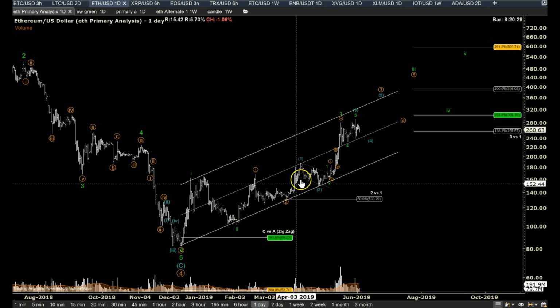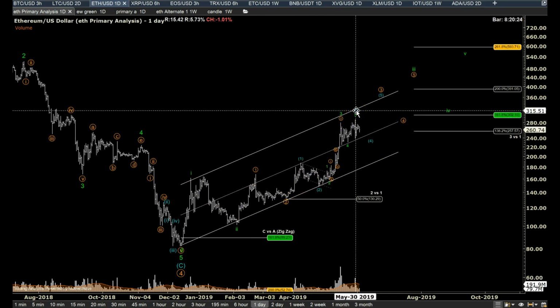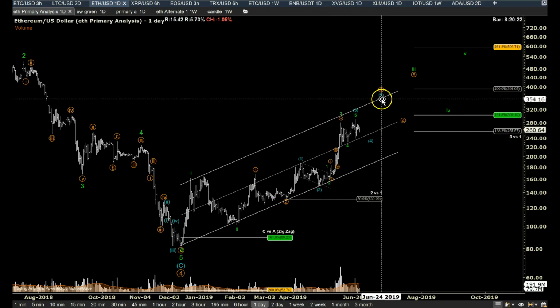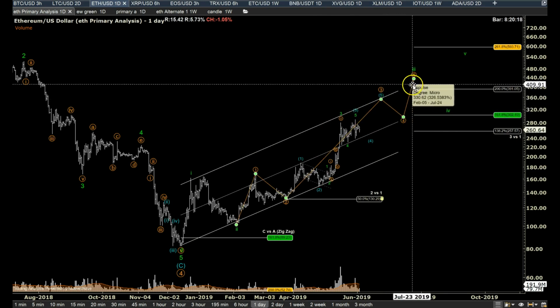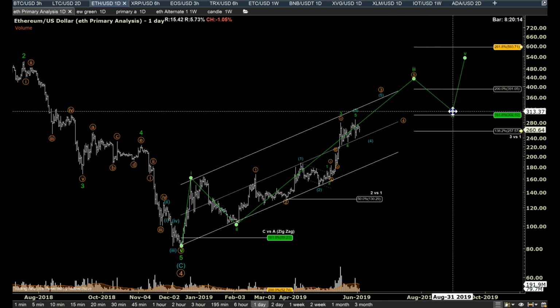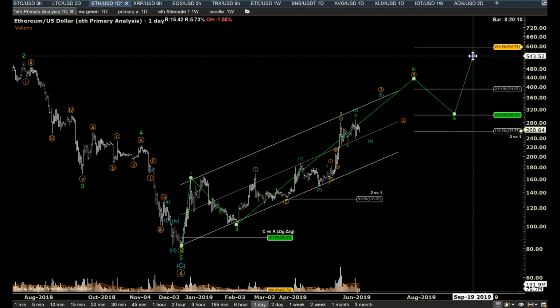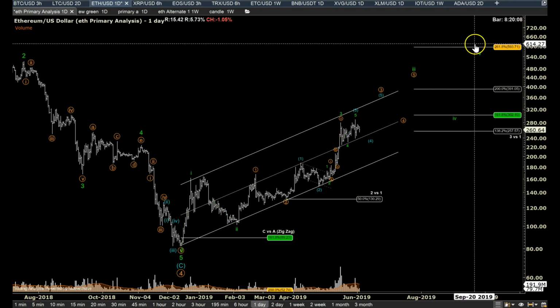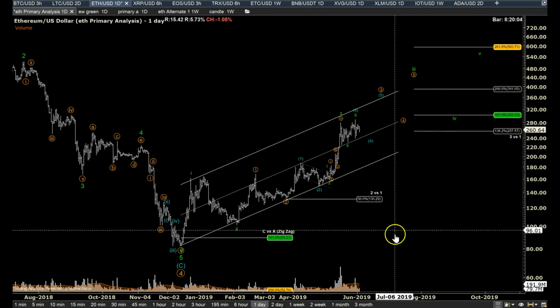So it's 1, 2. This is a subdivision here where I go 1, 2, completed 3, pull back in 4, go up in 5 to complete this 3, back in 4, up in 5 to complete the larger third, then possibly a larger move down in 4 again, and then up in 5 to complete the first wave. Then we have a major pullback in wave 2, and then we go back up higher.